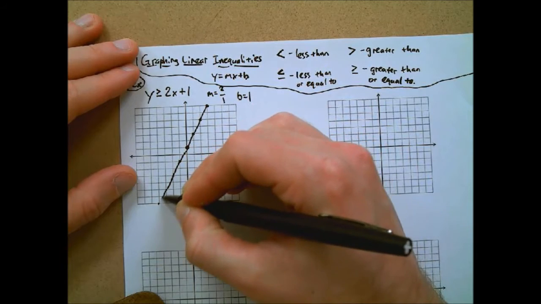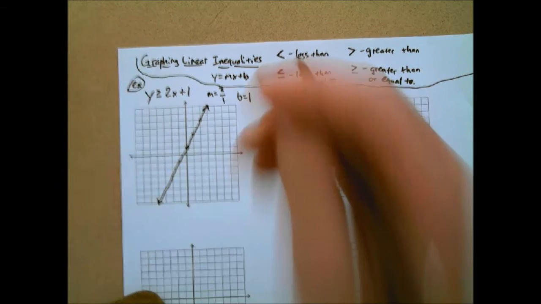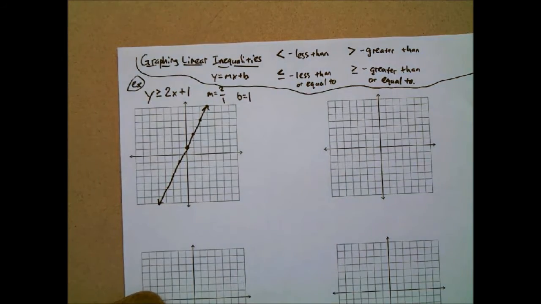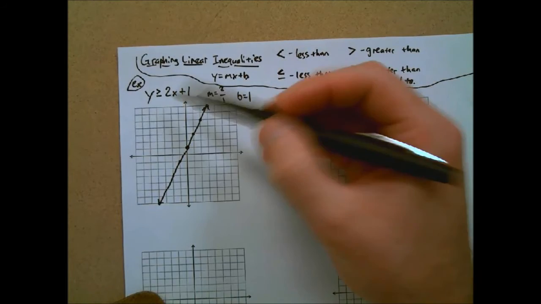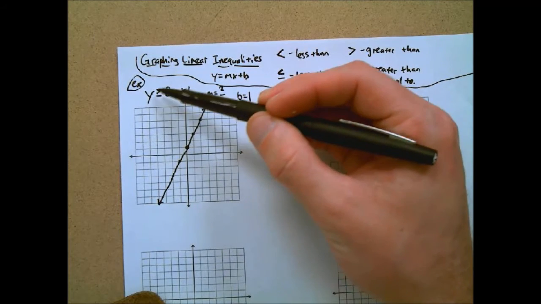Okay, and of course, put arrows, please, at the end to show it keeps going. Okay, very good. But we're not quite done yet. So that's like the equal to part. We graph that, but we want to show all the y values that are greater than or equal to 2x plus 1.